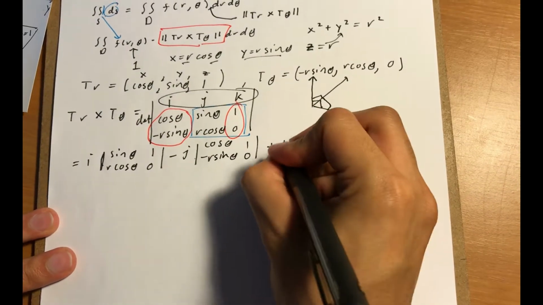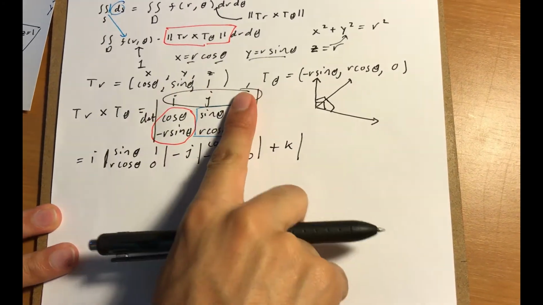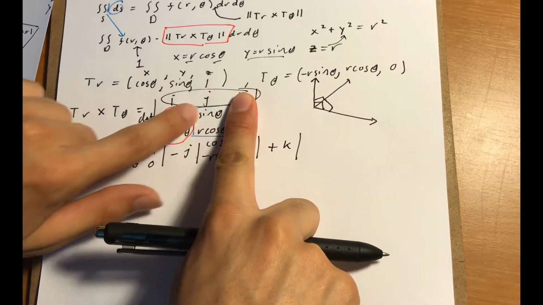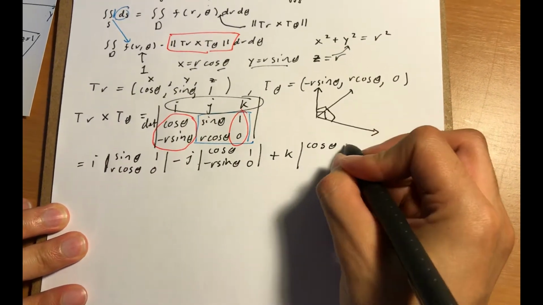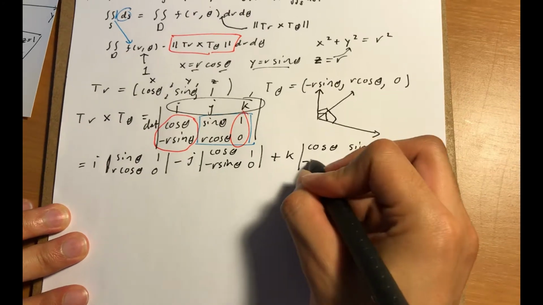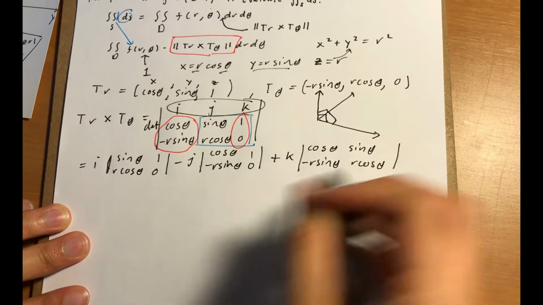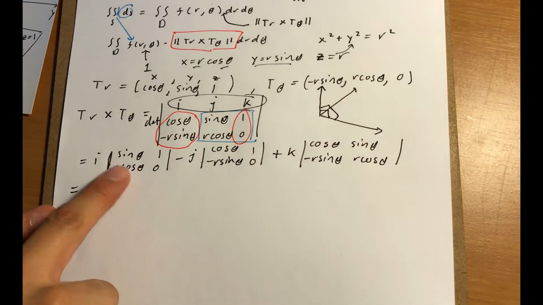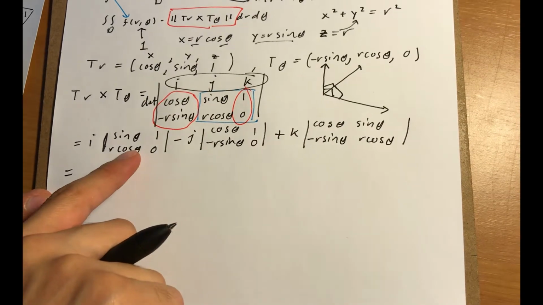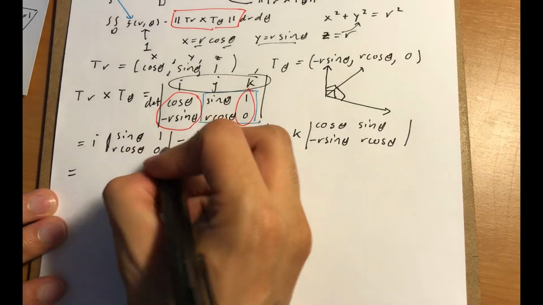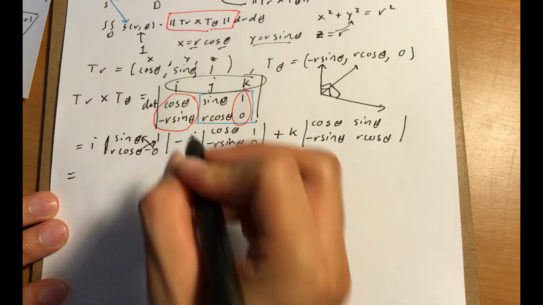And now the last one: eliminate this row, this column, and we're left with these 4 functions: cosine theta, sine theta, negative r sine theta, r cosine theta. And then we just finish this determinant. Remember, for a 2 by 2 determinant, multiply across, and then minus this product over there.